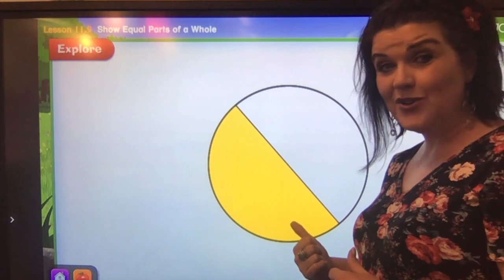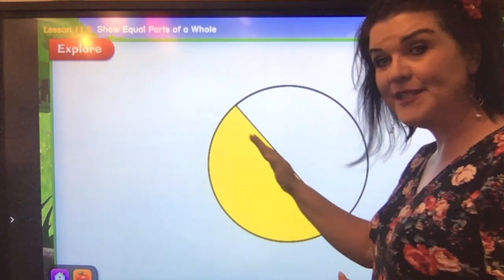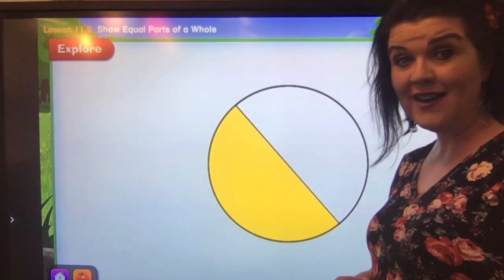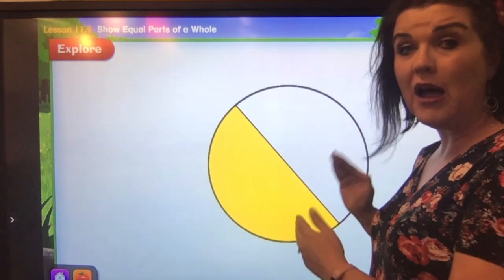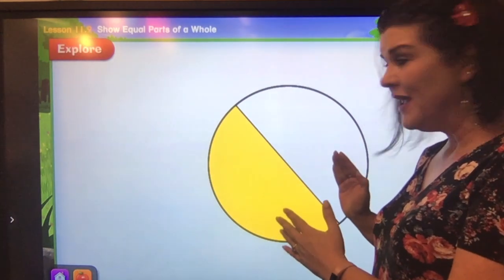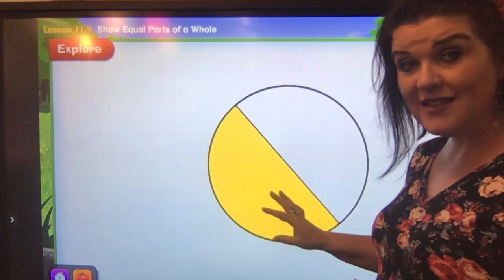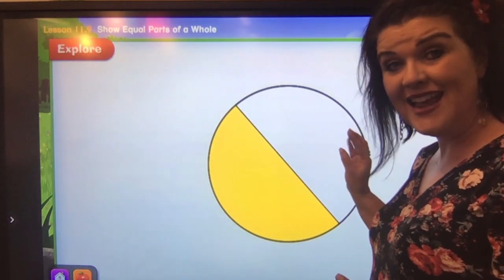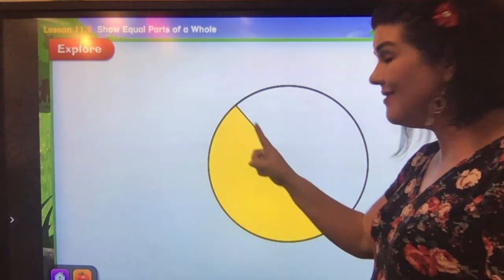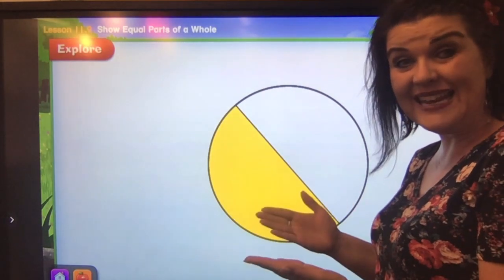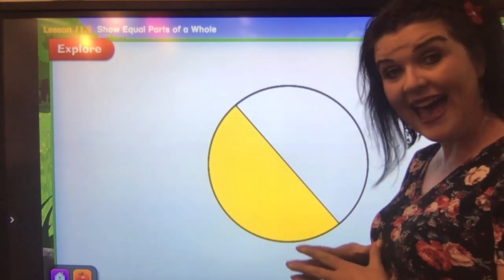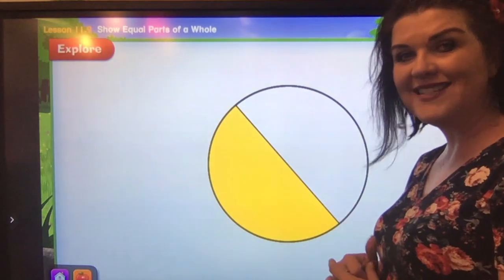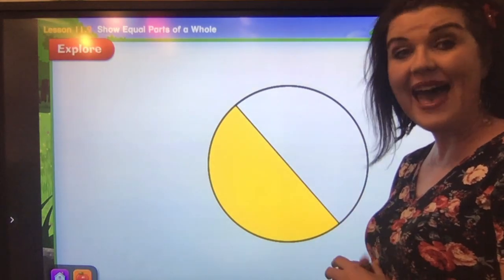I hope you're thinking it's this one because that's the right answer. When you look at this circle, you see that the line has been drawn right down the middle of it, which is showing equal parts to the whole. And so you can see where this side is the same as this side. And guess what? When there's just one line and it's split completely in half, those are called halves. And so this circle is divided into two halves.